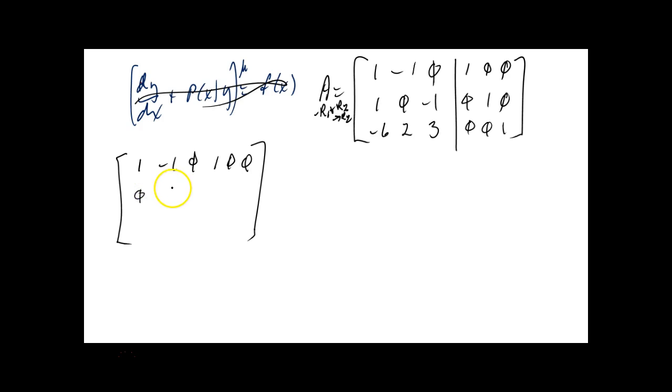0, 1, negative 1, negative 1, 1, 0. Got it. For the bottom row, let's do 6 times row 1 plus row 3 is the new row 3. What's that? I said the wrong row. 0, negative 4, 3, 6, 0, and 1.